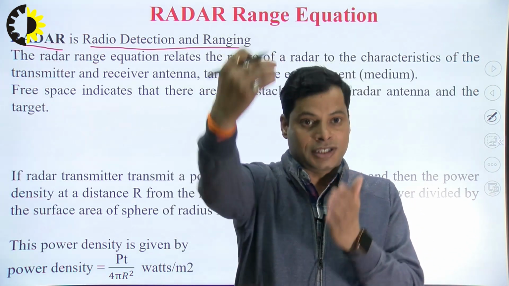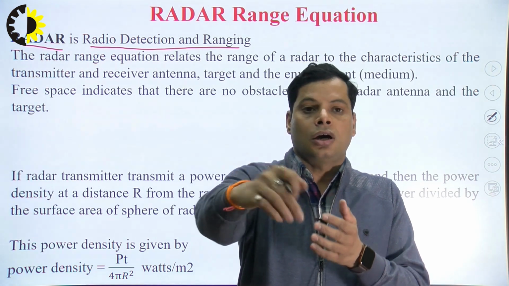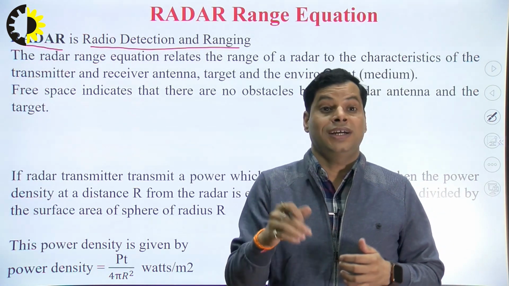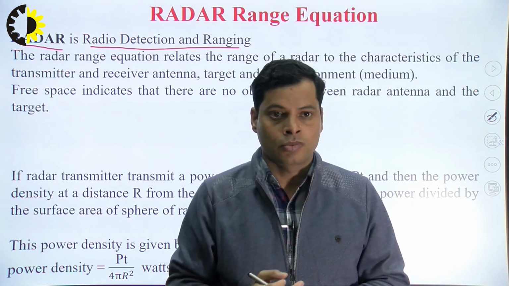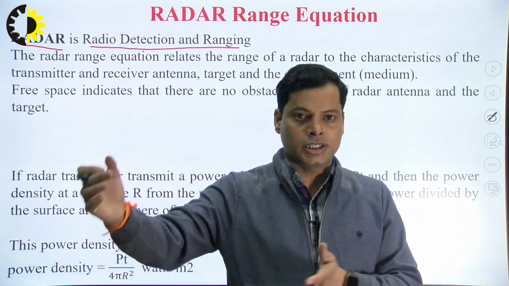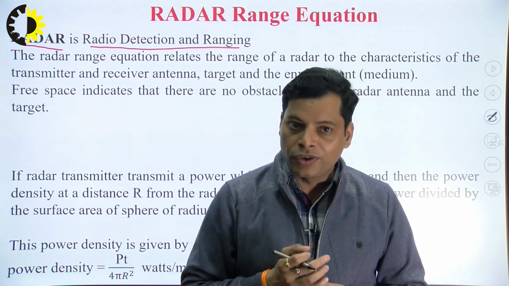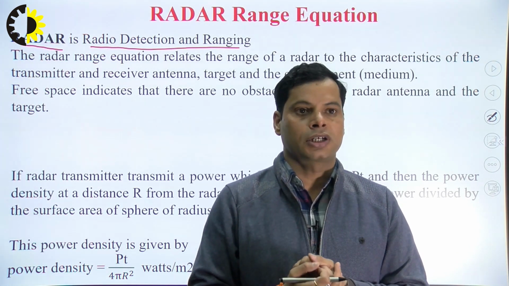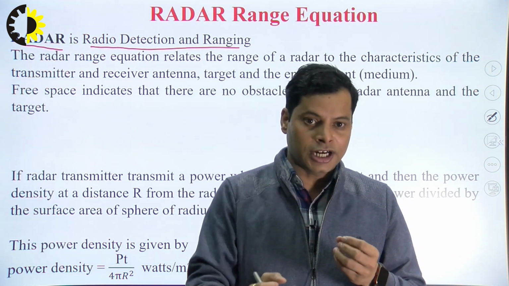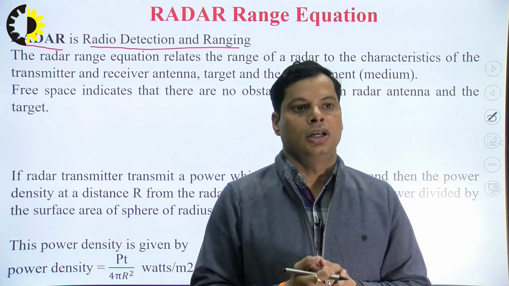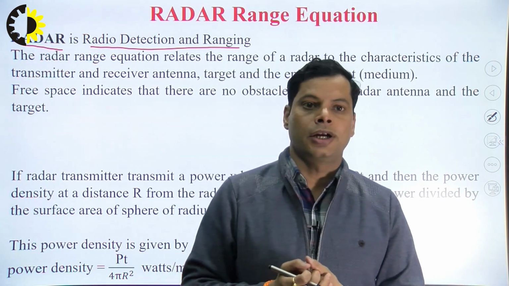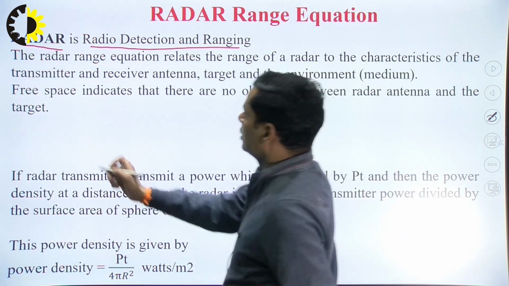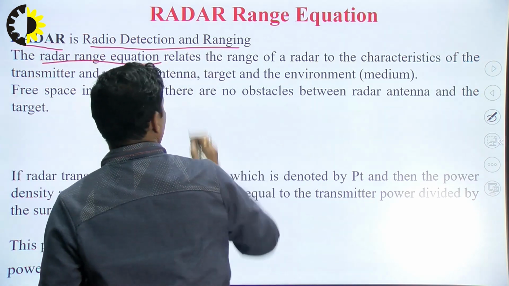That means it is detecting the target, where the target is available right now, and we also want to check its shape and size. First of all, how far away it is from the transmitter. So we can also derive this range for any specific target, which we will discuss in this lecture. So this is radar detection and ranging. Now I am starting with the next topic, the radar range equation.